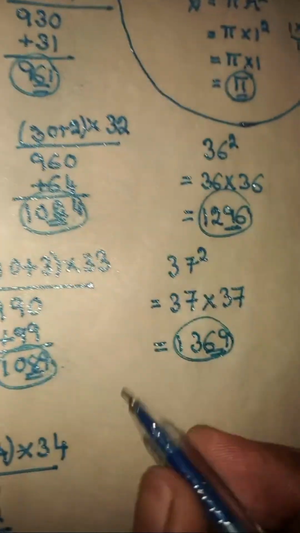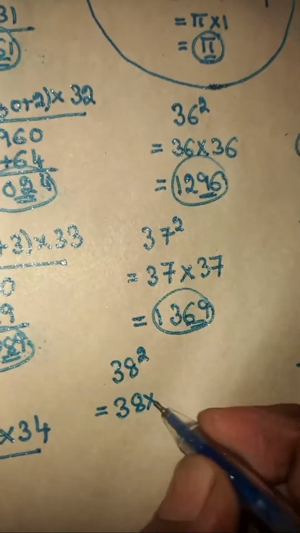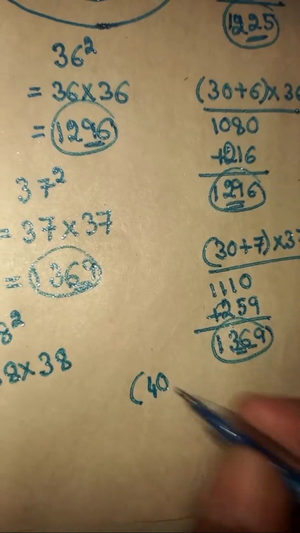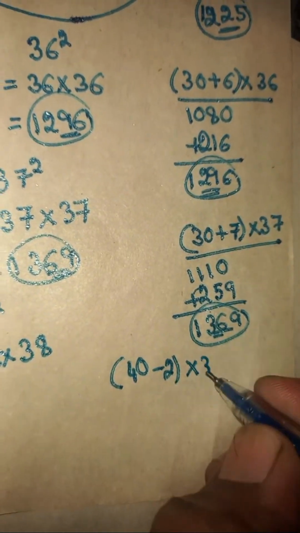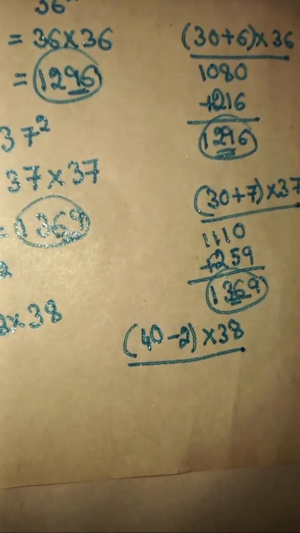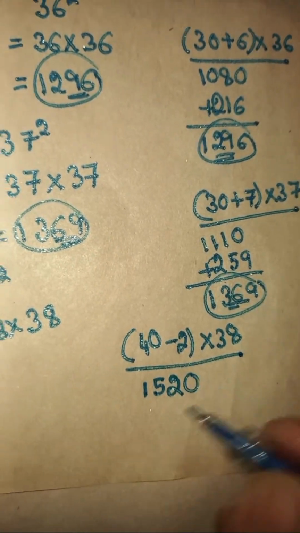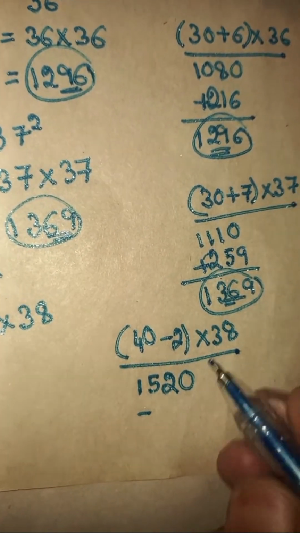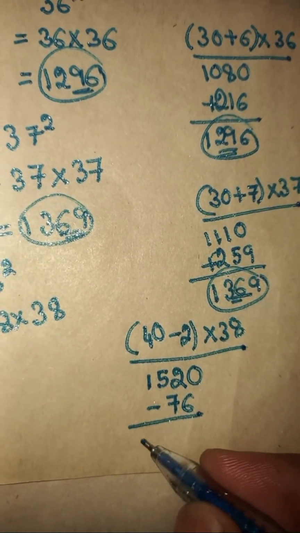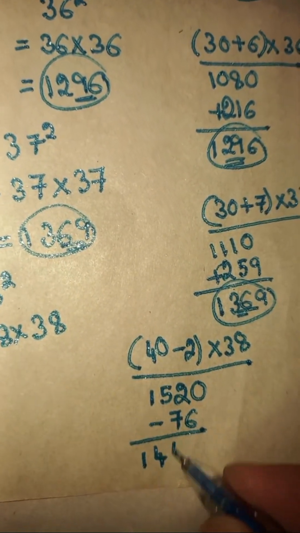Let's write what is 38 square. 38 square can be written as 38 times 38. Now you can split and write 38 as 40 minus 2 times 38. When you multiply 38 times 40, that is 1520 minus 38 times 2, which is 76. When you subtract it, you're going to get 1444.